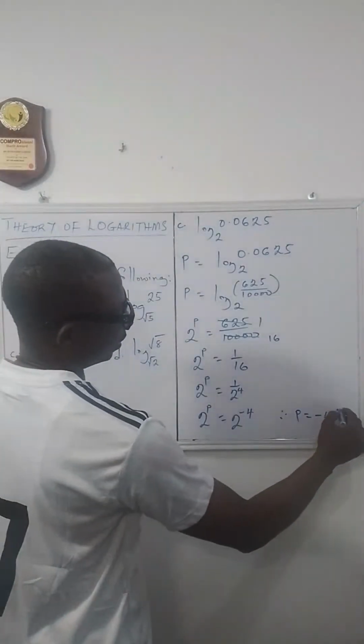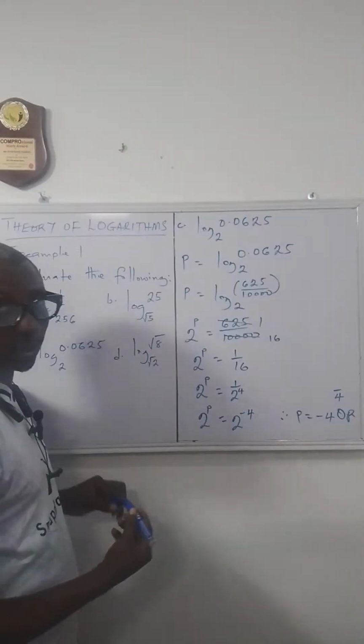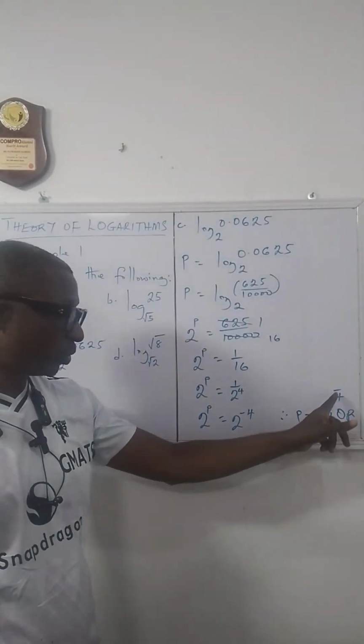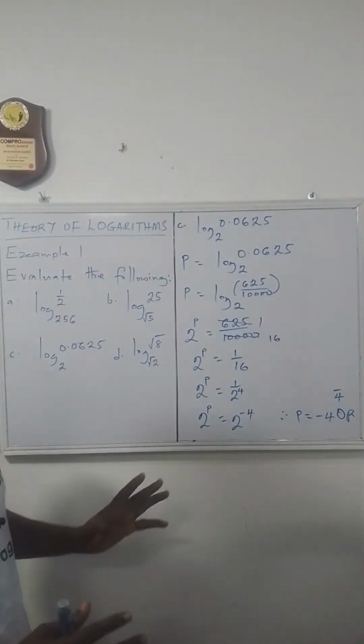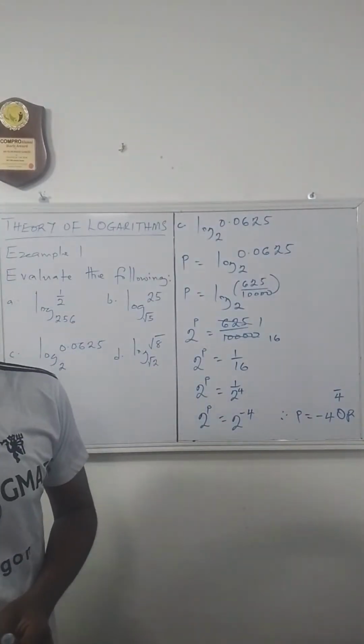So you can write this as bar 4. So bar 4 is also the same thing as negative 4. So that is, you put the negative on the number. All right, so I hope you understand that. Okay, so now let's look at the last one here.